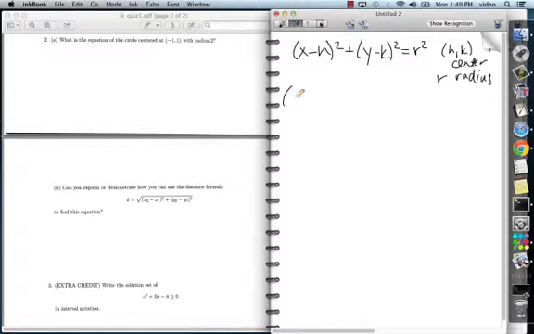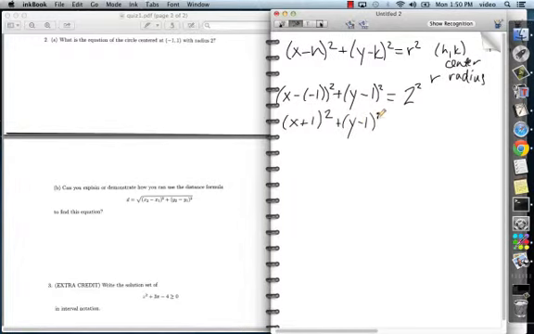If I do that, I get (x - (-1))^2 + (y - 1)^2. Now my radius is 2, so where I see r, I replace with 2. Now this simplifies a little bit. x minus -1 is x plus 1, plus (y - 1)^2. Now 2 squared is 4. So the equation of my circle centered at -1, 1 with radius 2 is (x + 1)^2 + (y - 1)^2 = 4.